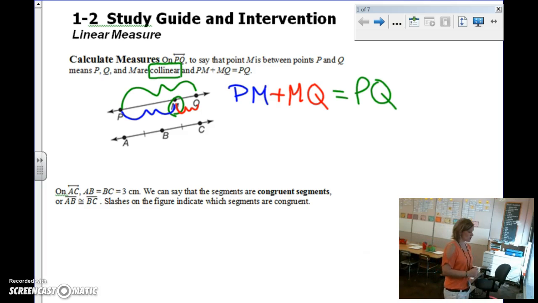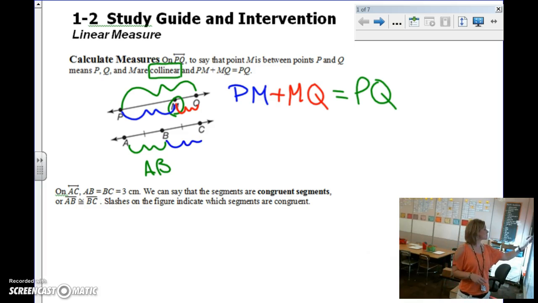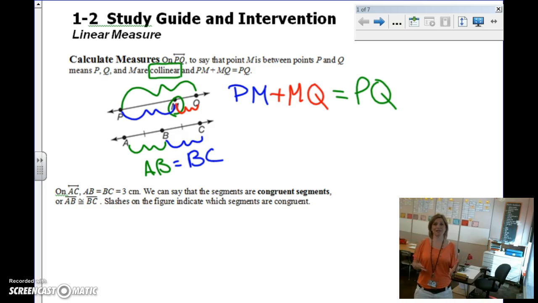So the next thing we want to look at is our line segment A, B, and C. That is also collinear, they're on the same line, but there's something special about this line. On line AC, AB is equal to BC, which means those segments are equal to each other. They're going to be the same distance apart.